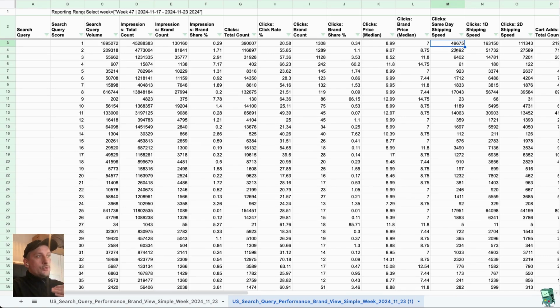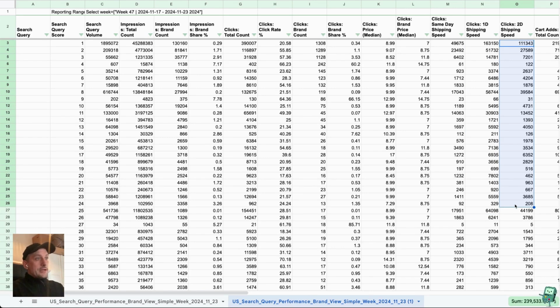What we can assume is same day shipping speed means they are prime customers. So all of these people here, they are prime customers. One day shipping speed usually also indicates a prime customer, because I'm not sure if non-prime customers would also have a one-day shipping speed advantage. And 2 day shipping speed means it takes longer.